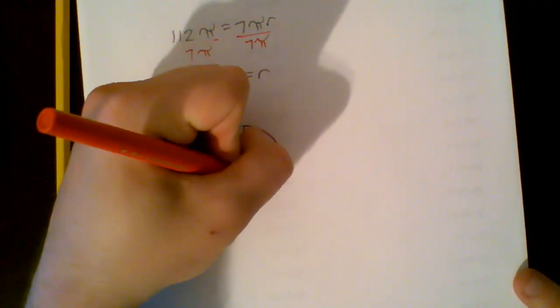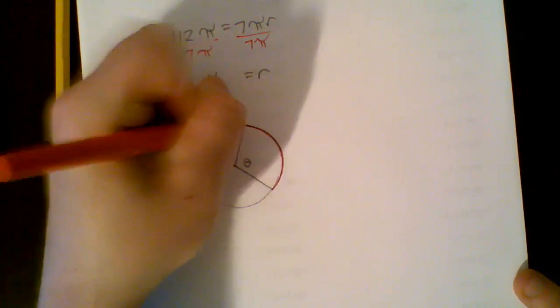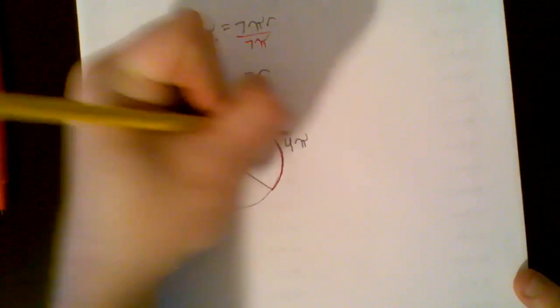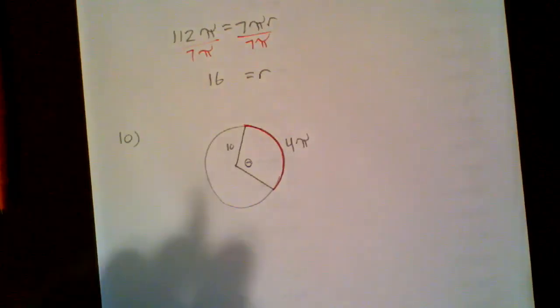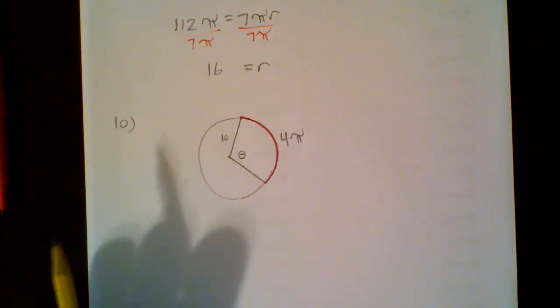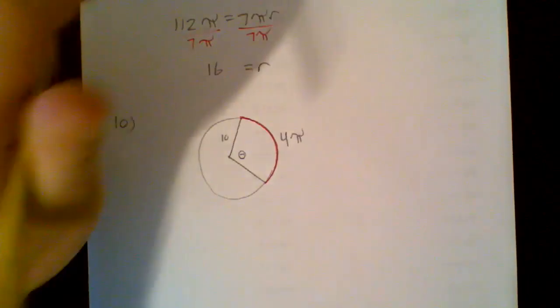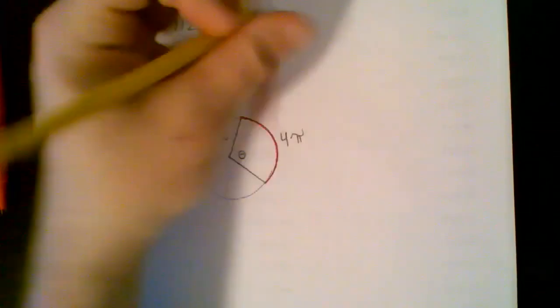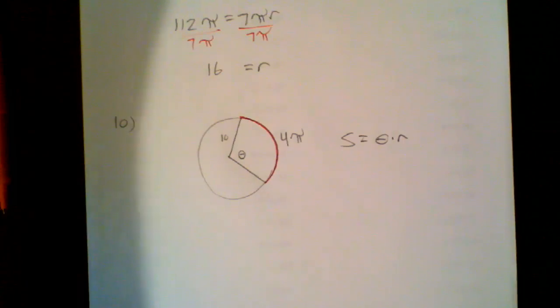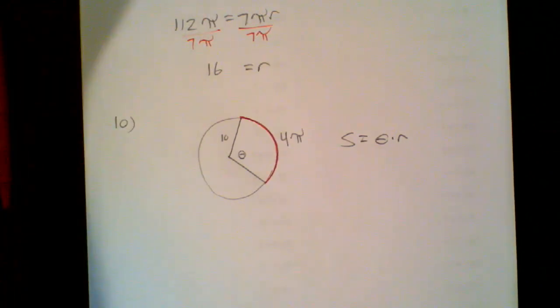The arc length, going from one spot on the track to the other, has a distance of 4 pi centimeters. Okay, so now let's again use that formula. We have s, the arc length, equals theta times the radius. We have everything we need. These problems 6, 8, and 10 are very similar, pretty much the same thing, just different numbers.